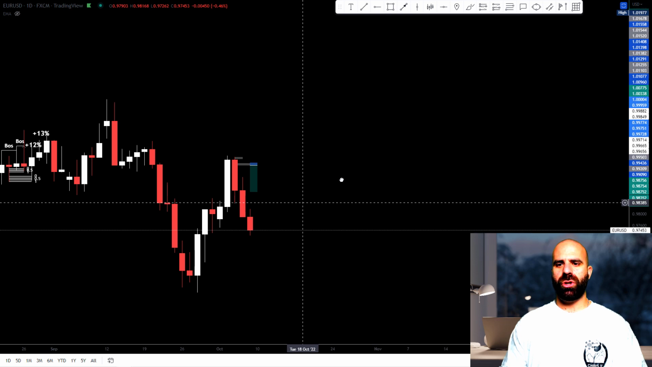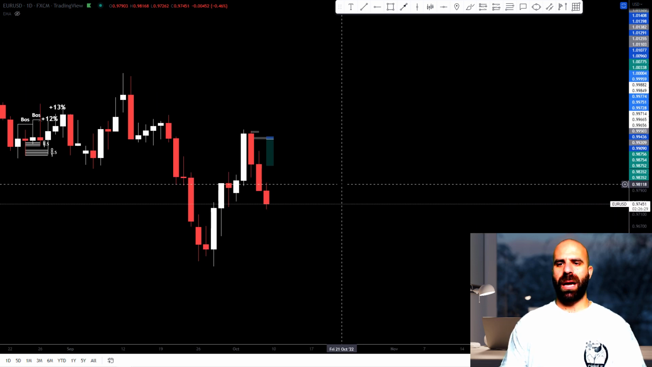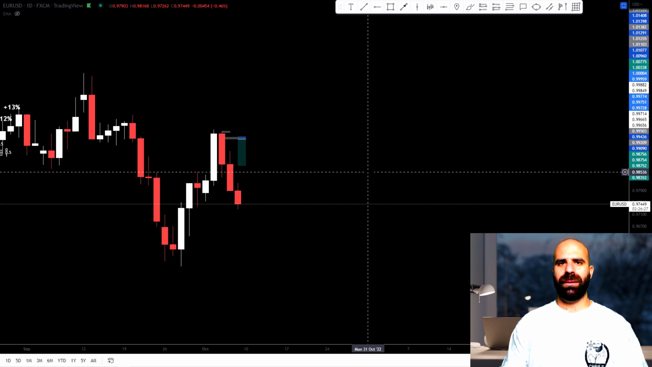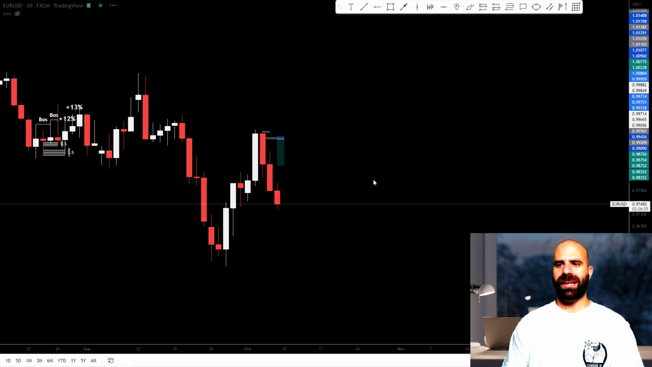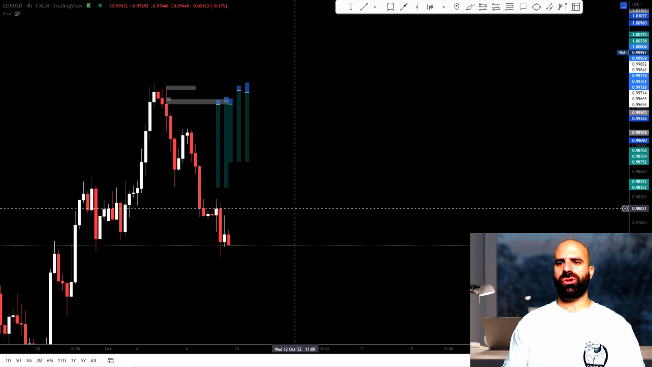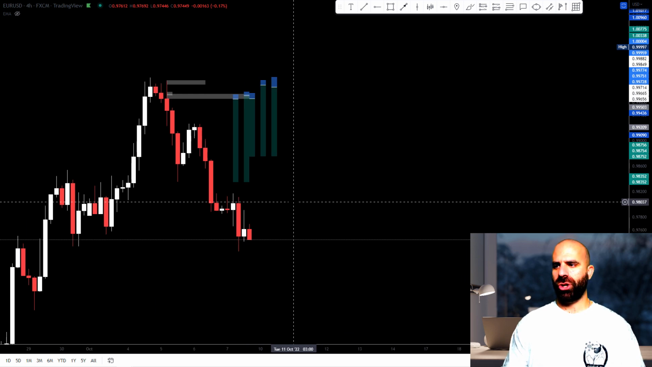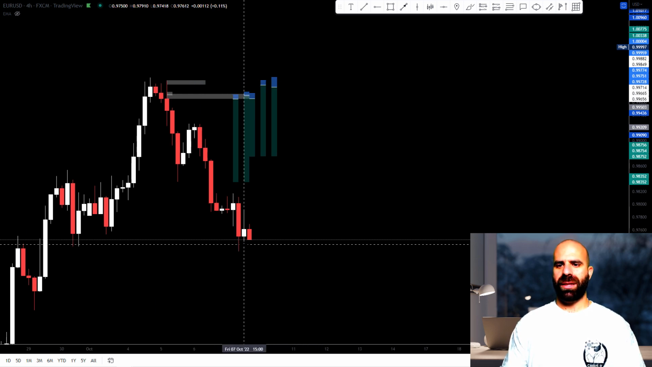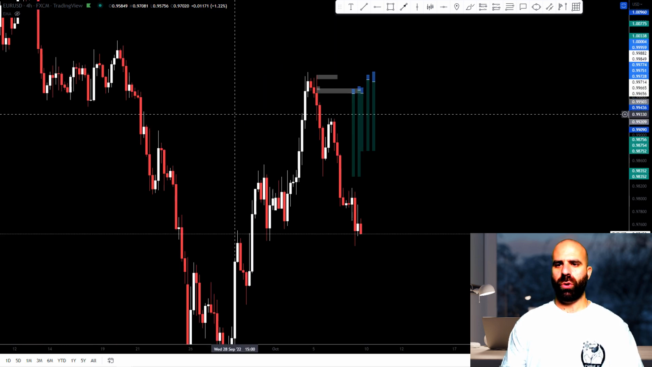And here I am, on Euro US dollar on the daily time frame. I'm going to build upon the previous example, and the reason why I am going to do that is because we are on current price action. This is the current price action right here. It is Friday, 7th of October 2022.